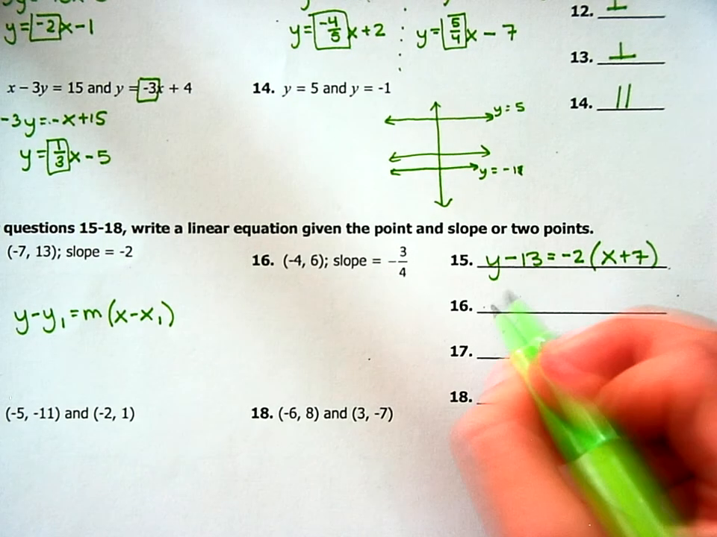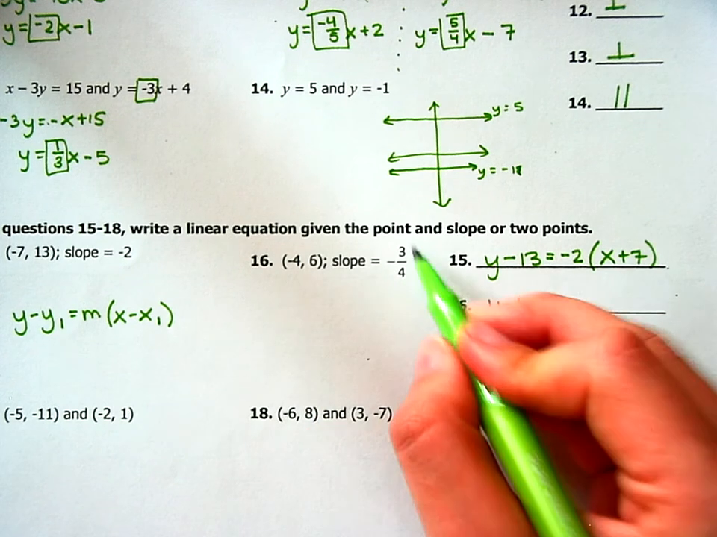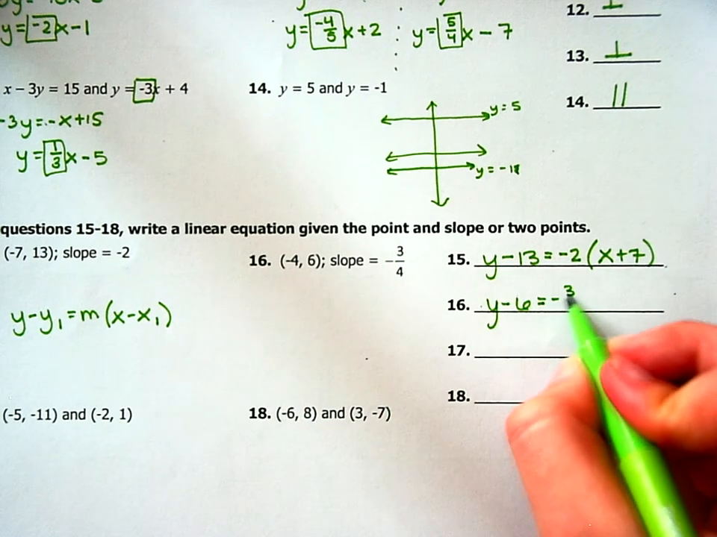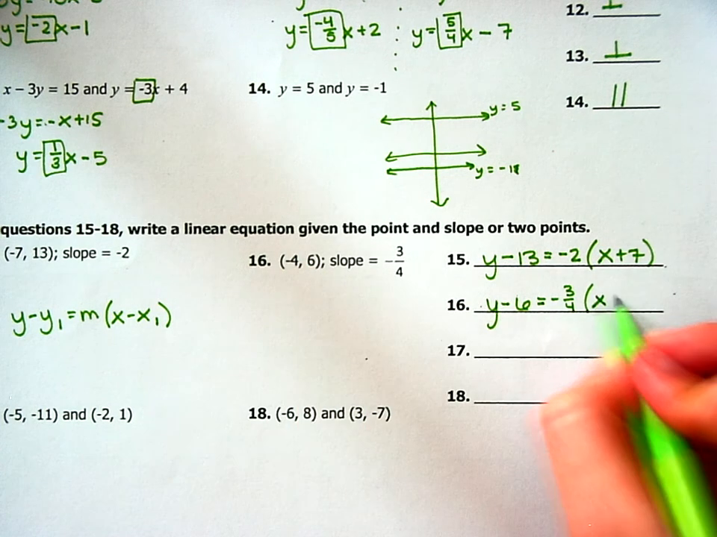Okay, next one. Y minus 6 equals, then we write our slope, negative 3/4, and then x plus 4 since it was negative.